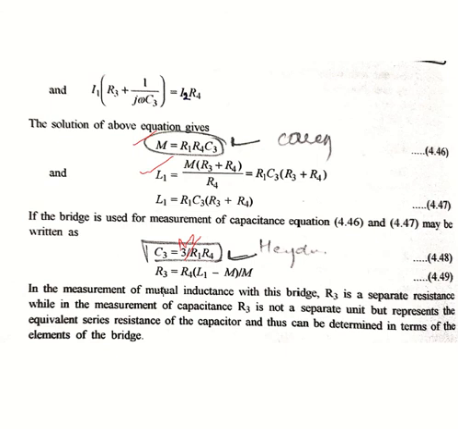In the measurement of mutual inductance with this bridge, R3 is a separate resistance, while in the measurement of capacitance, R3 is not a separate unit but represents the equivalent series resistance of the capacitor, and therefore it can be determined in terms of the elements of the bridge. So here we have completed our measurement of mutual inductance. All the 4 bridges we have completed.